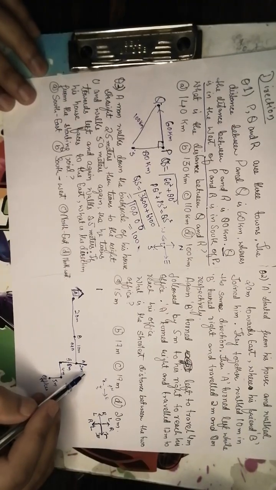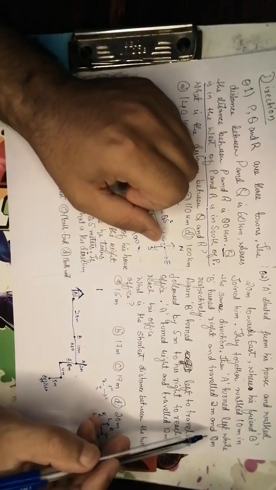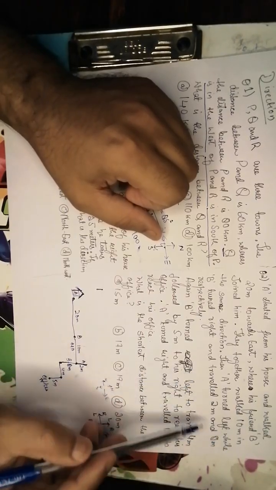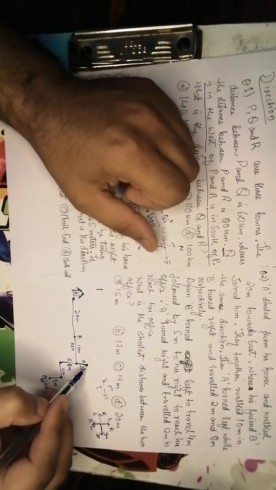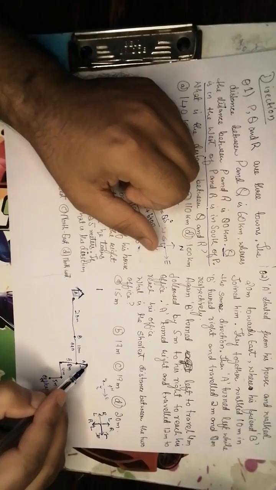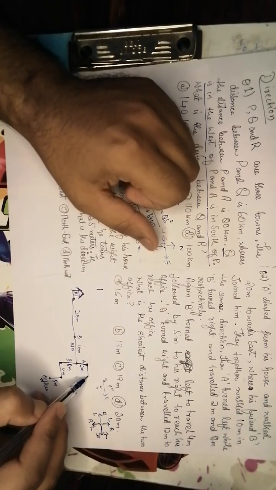Now what happened here to A is simple. A had turned left, 2 meters. Now after 2 meters, A turned towards right. So above, right is this side. So he traveled this side. How many? 12 meters.